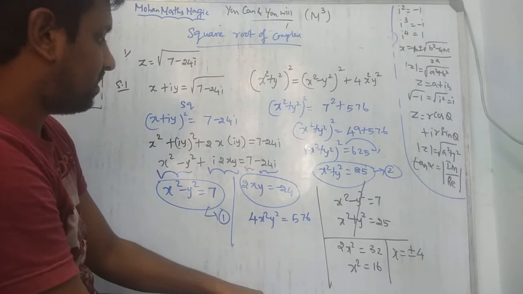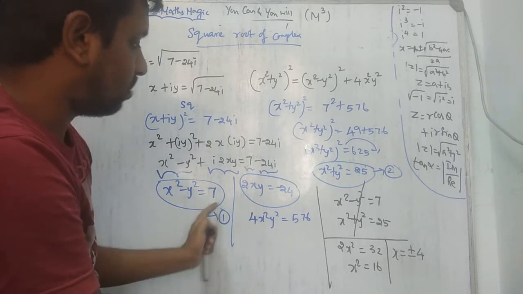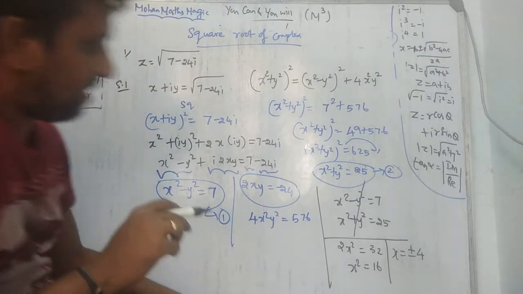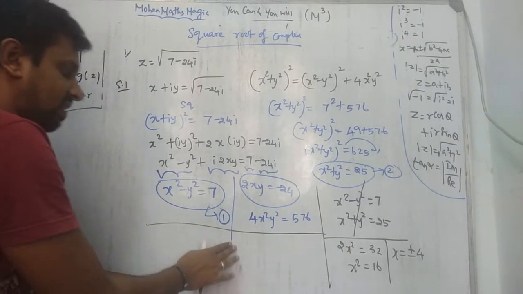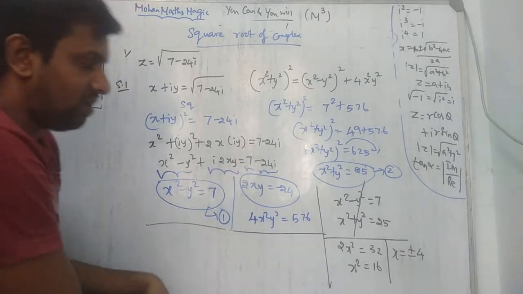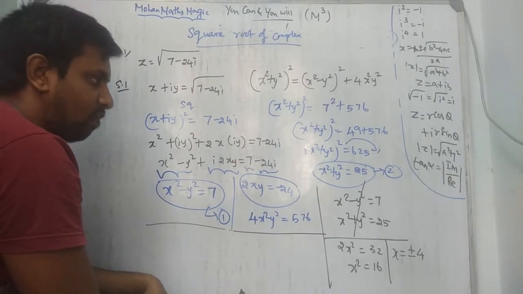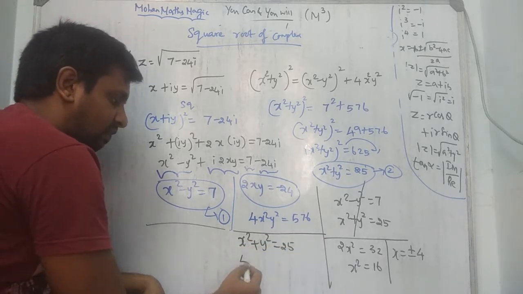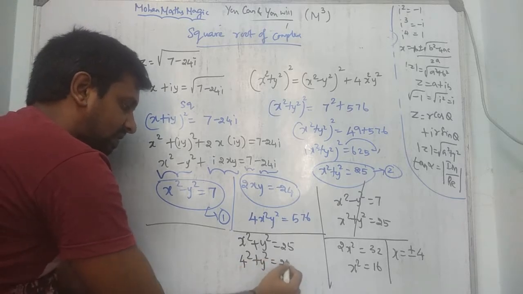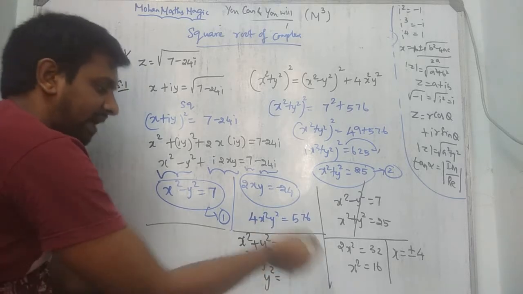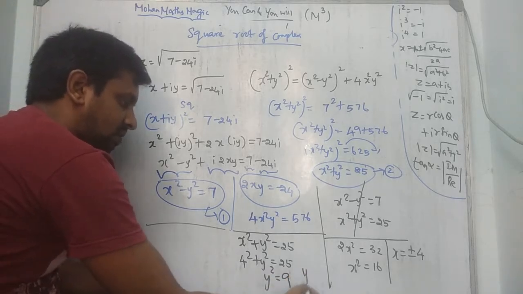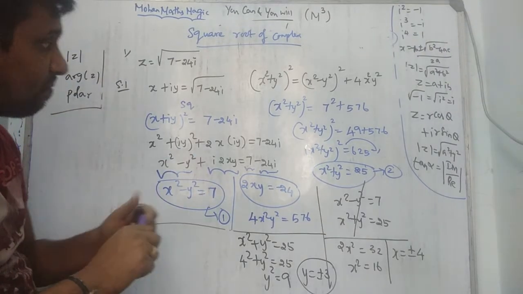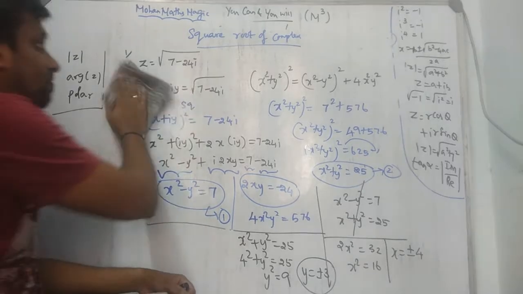Next, x equal to 4. Substitute in any one equation and you'll get the y value. Let me take equation 2: x square plus y square equals 25. If x equals 4, y square equals 25 minus 16, which is 9. So y equals plus or minus 3. So I got 4 values here: plus or minus 4, plus or minus 3. So which one do I have to take?